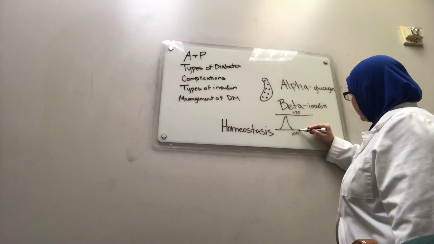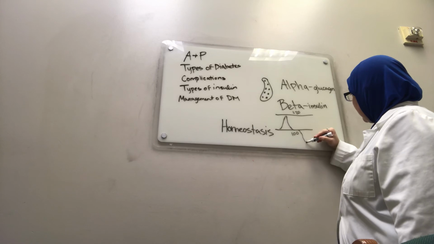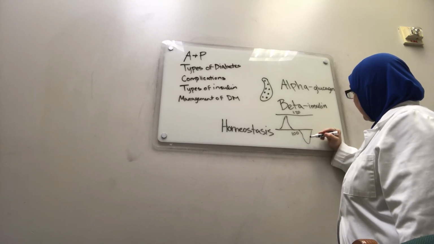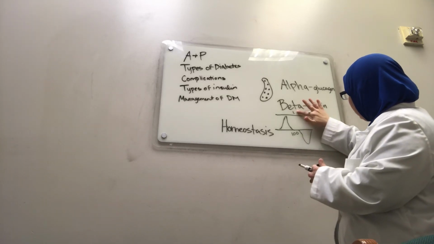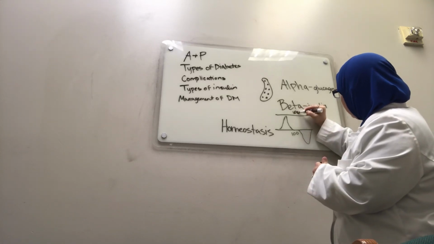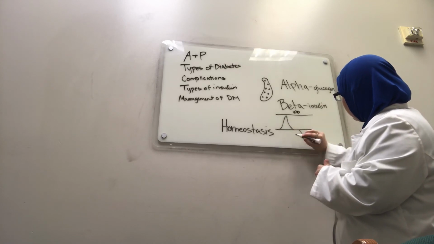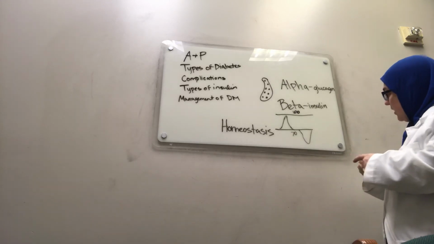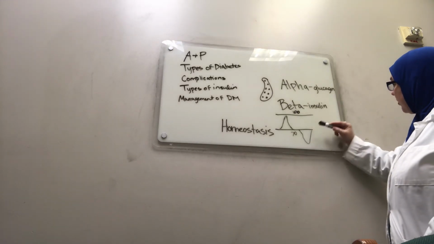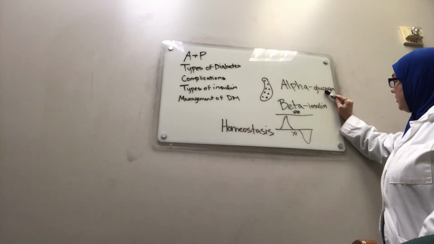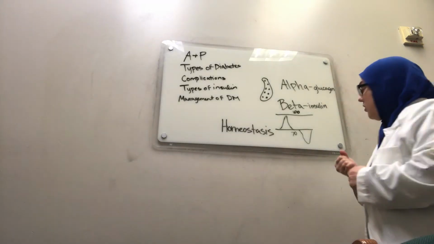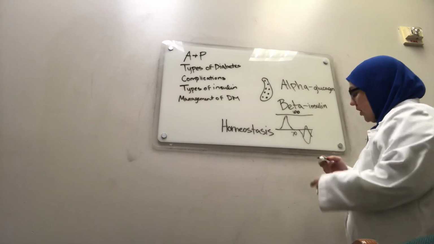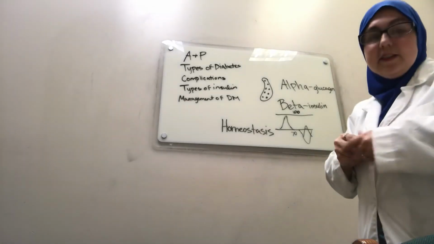When your blood sugar starts to drop below, sorry, this is supposed to be 100. This is 100 and this is 70. When your blood sugar starts to drop below 70, what happens? Say you're sleeping, you're not eating anything, your blood sugar starts to dip. Your pancreas alpha cells release glucagon, and then glucose is released from the liver. And so this brings the blood sugar back up into our normal range. And that keeps you from getting hypoglycemic during the night.